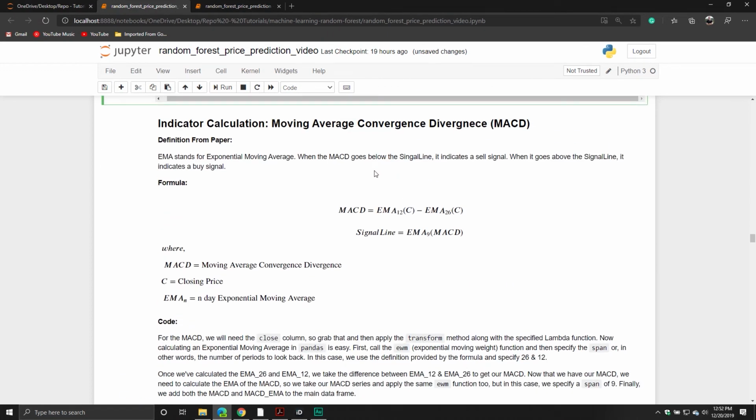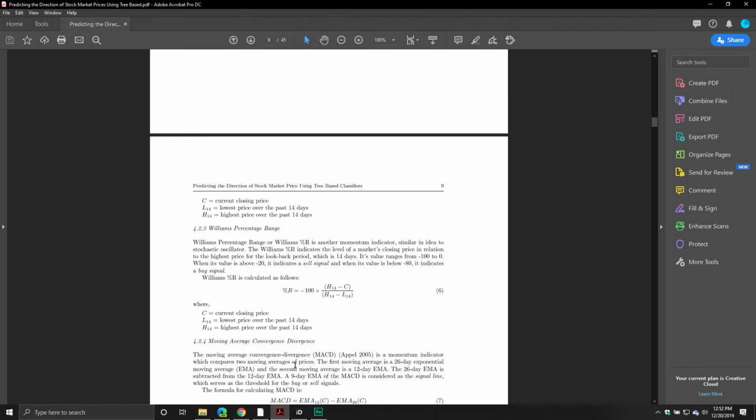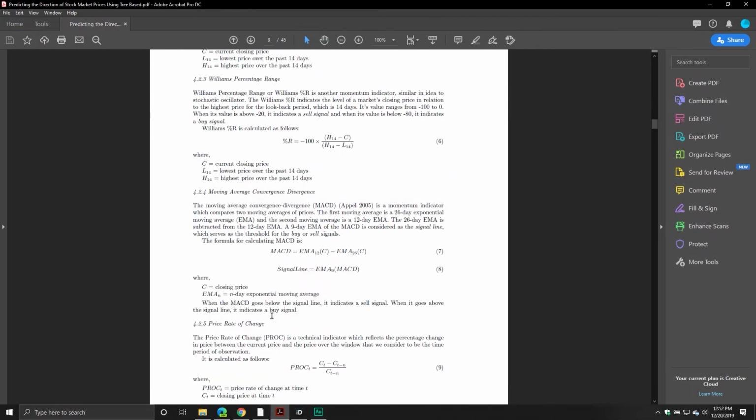In our next indicator, what are we going to do next? We're going to do the MACD. So the MACD is the moving average convergence divergence. We'll go back to the paper just to be consistent. So the MACD is a momentum indicator which compares two moving averages of prices. The first moving average is a 26-day exponential moving average, and the second is a 12-day version of the same one up above. The 26-day EMA is subtracted from the 12-day EMA, and then a 9-day EMA of the MACD is taken.